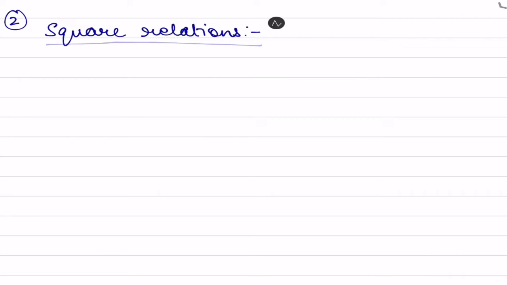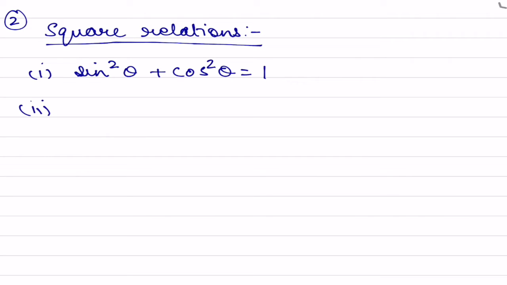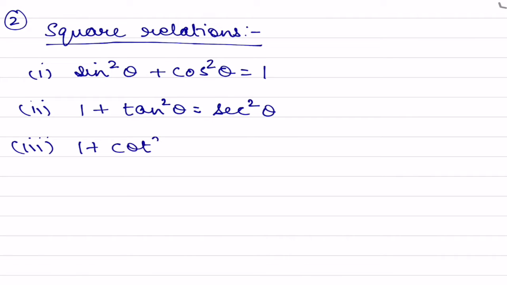So next part is square relations. This is a very important relation, children, because in class 10 also we will use these square relations. First is sine square theta plus cos square theta is equal to 1. Second square relation is 1 plus tan square theta is equal to secant square theta. And the last is 1 plus cot square theta is equal to cosecant square theta.